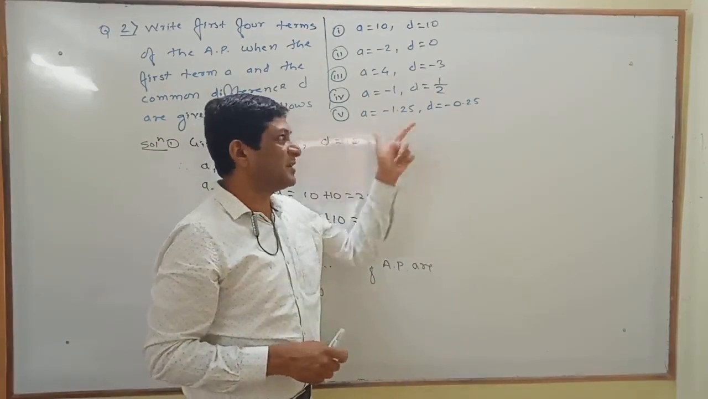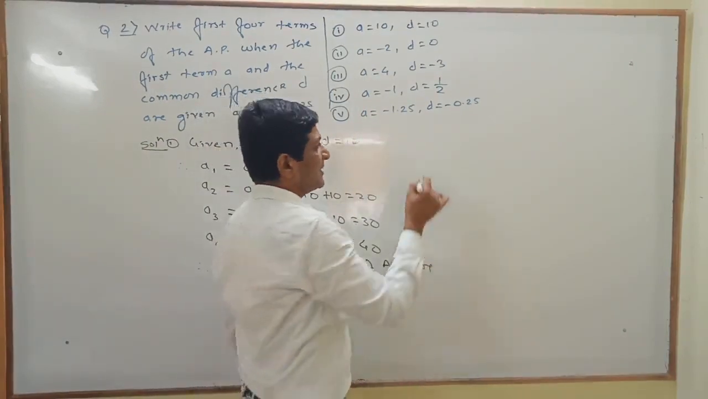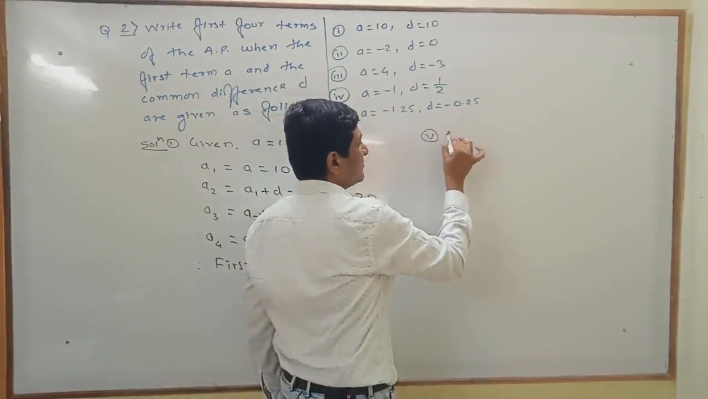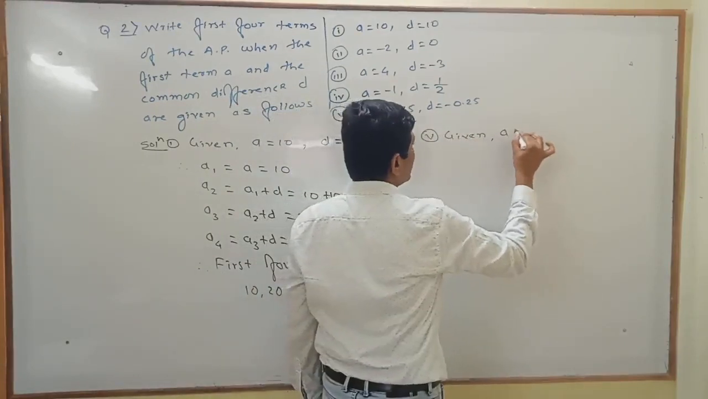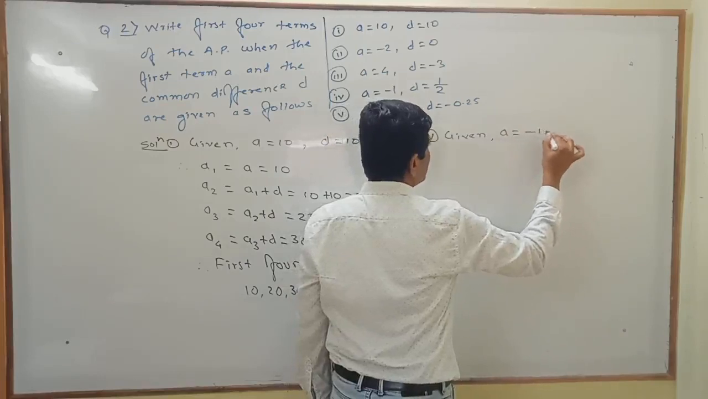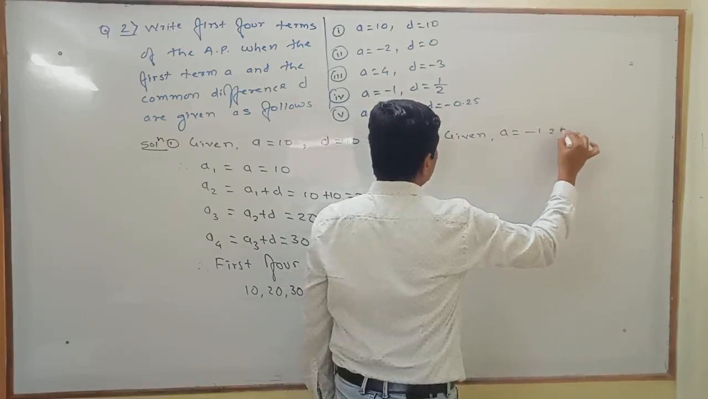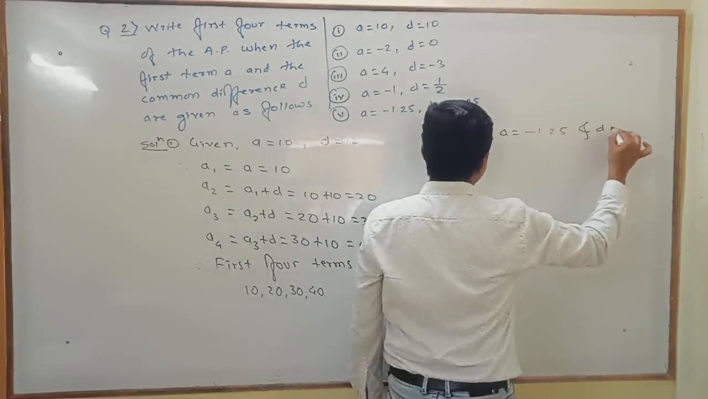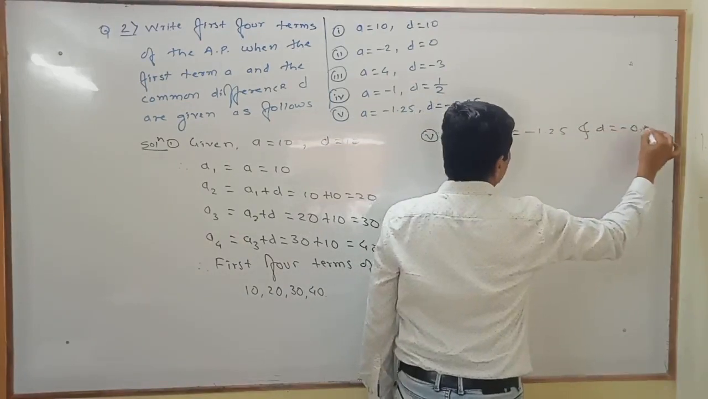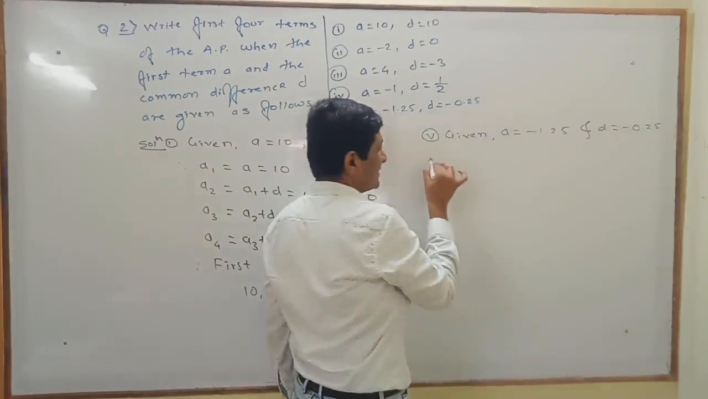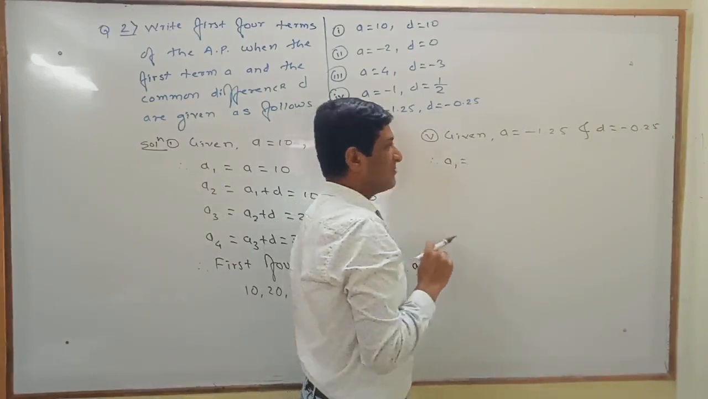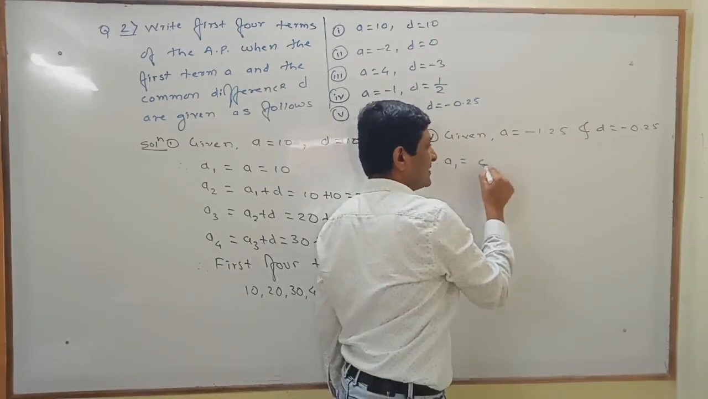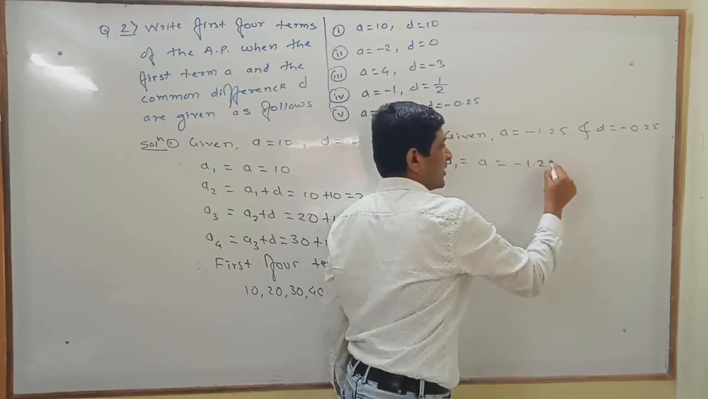But let us try to solve one more example, example number 5. In example number 5, observe the given condition. Here it is given to us that A, the first term, is equal to minus 1.25 and common difference D is equal to minus 0.25. So using this, let us try to find the terms. The first term, which we denote by A1, is already given to us as minus 1.25.